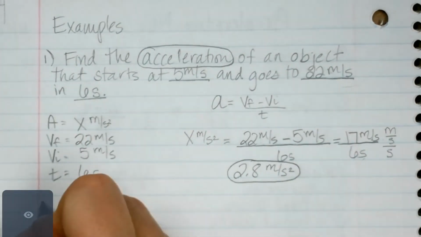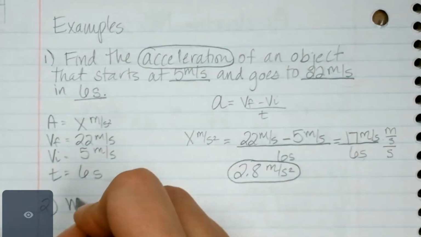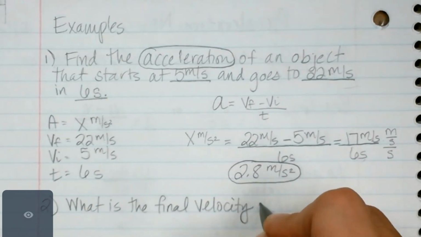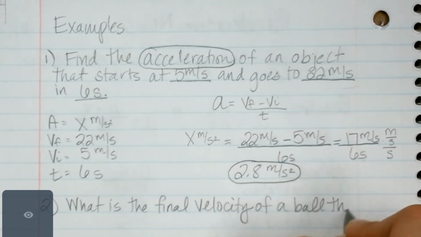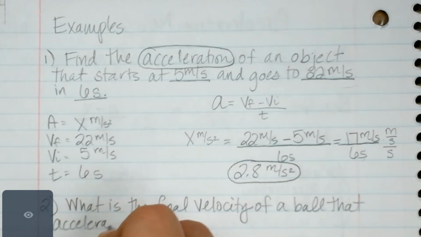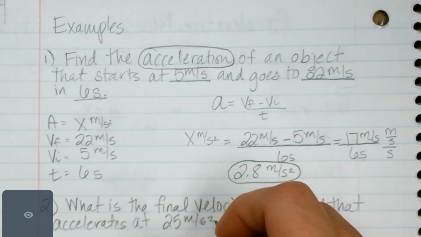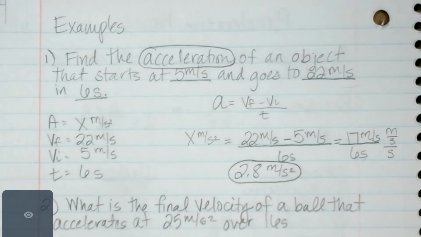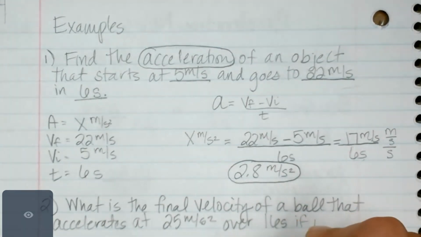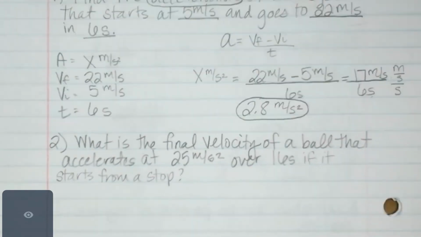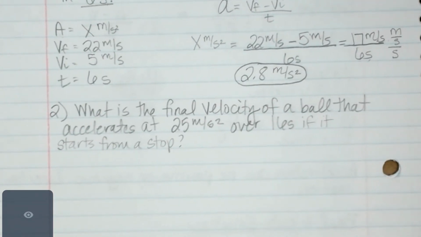All right, number 2. What is the final velocity of a ball that accelerates at 25 meters per second squared over 16 seconds if it starts from a stop?